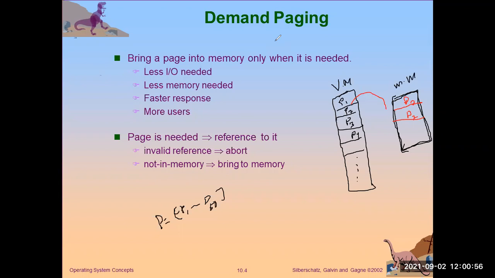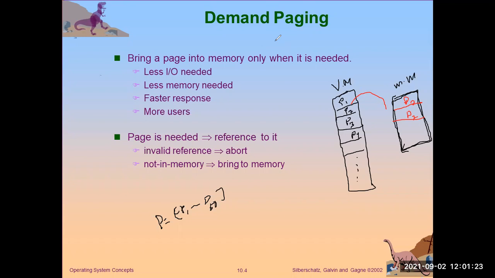Now how can we find the particular page which is required? There is a concept of page needed, which will be referred to. Whenever the page is needed, we refer to it. Now there will be two things. We have a page bit operator, which will decide whether the page is a valid bit or an invalid bit.